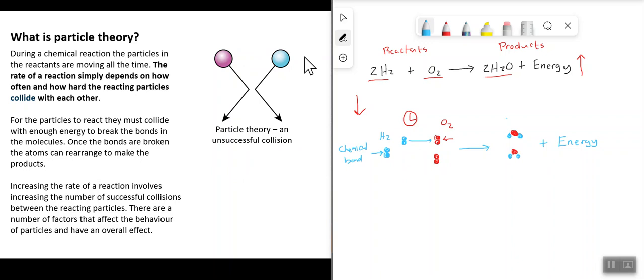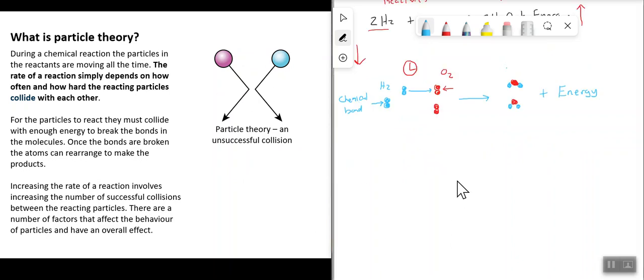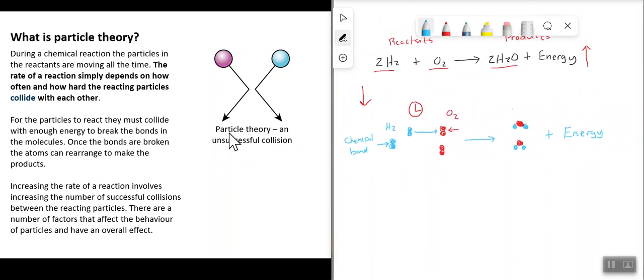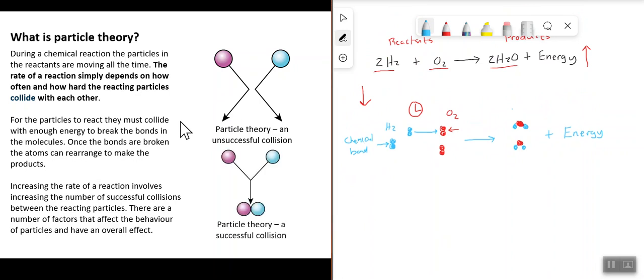So it's useful to think about the reactants like particles. And this is what's known as particle theory in chemistry. So what happens is the reactants physically come into contact with each other, and then you get this successful collision, and then you get a new product being formed. So old products in this case are being broken up, and new products are being formed.